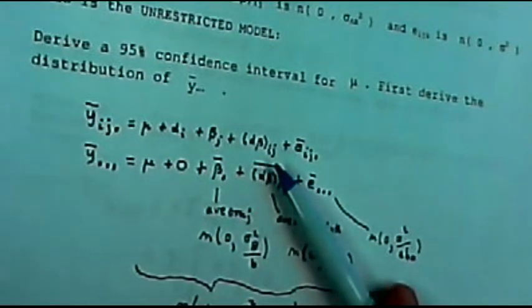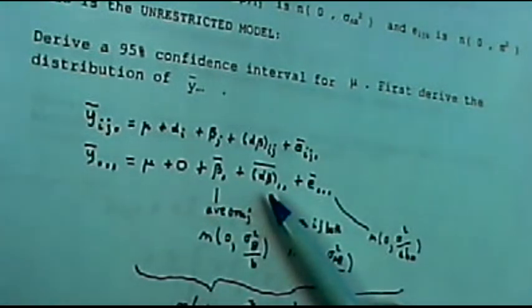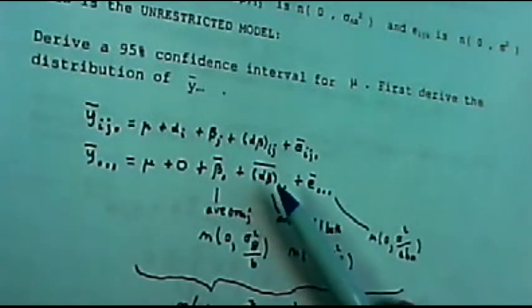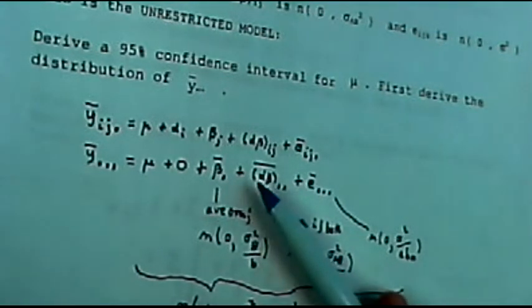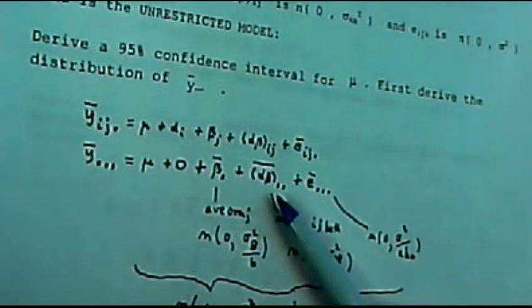Then when I come to the alpha beta ij's, I'm going to get an average over both i and j. And so I called it alpha beta bar, and then I put dot dot because I'm averaged over i and I'm averaged over j. And finally, with the e on the end, I get e bar triple dot. So what kind of distribution do these pieces have?